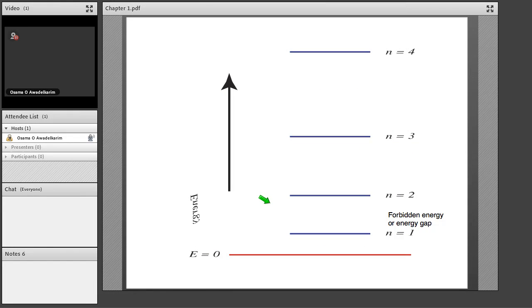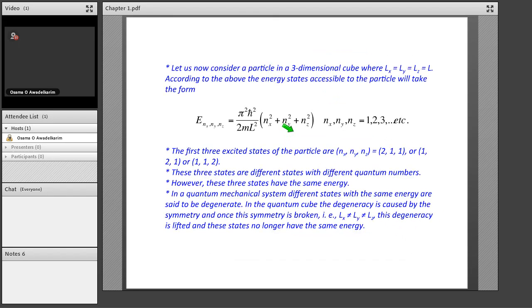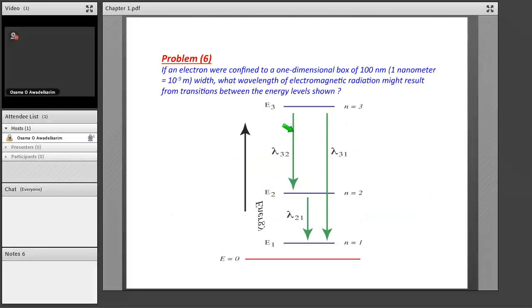Okay, so these are the energy states, n equals 1, n equals 2, n equals 3, n equals 4, which have different energies. The ground state, the first excited state, the second excited state, the third excited state, etc. Then you have forbidden energy gaps, okay? And you have discrete energies here that the electrons can assume, okay? And this is the three-dimensional extension.